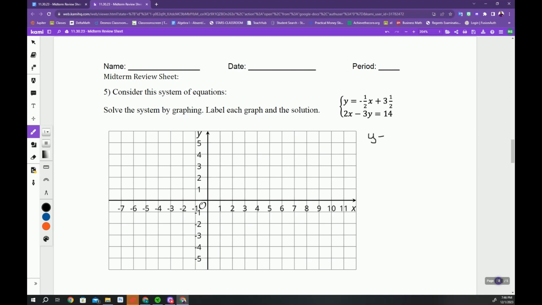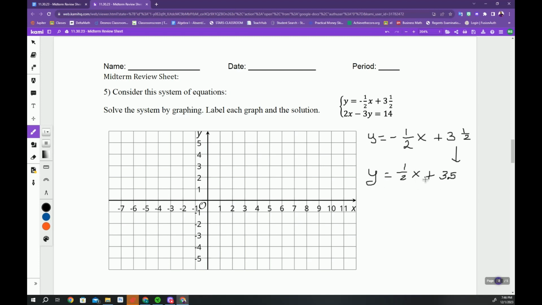We have y equals negative 1/2 x plus 3.5. First of all, I would rather this 3.5 be in decimal form. So if I bring this down and convert it to decimal, 3.5 is the same as 3 plus 1 divided by 2, because you do 1 divided by 2 for that fraction, and it's 0.5, so y is equal to negative 1 half x plus 3.5.